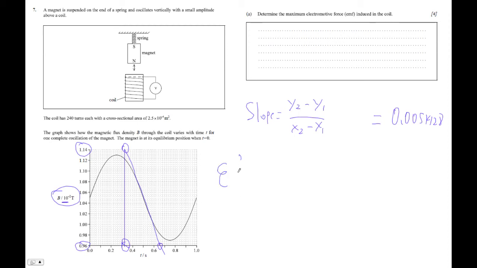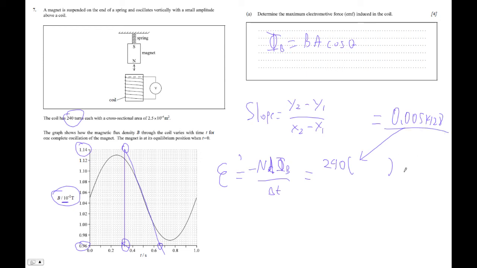So the EMF is equal to minus n, and then it's really the change of flux over time, right? Well, magnetic flux is just BA cos theta, right? Okay, so this becomes n, and our n is 240, right? So this becomes 240 times this. So whatever you get for your slope, figure that out, put that in there, and then our area is 2.5 times 10 to the minus 4th square meters, right?